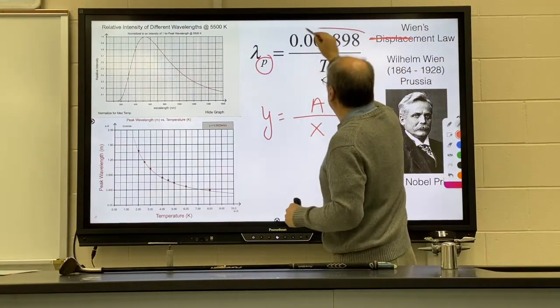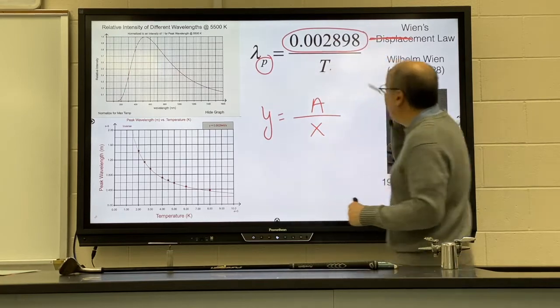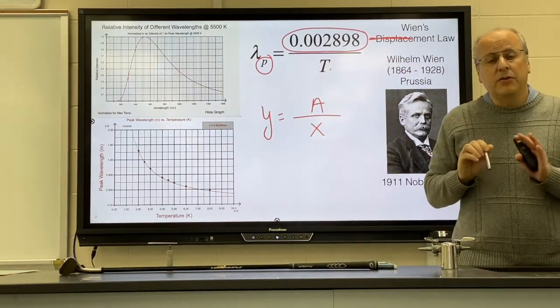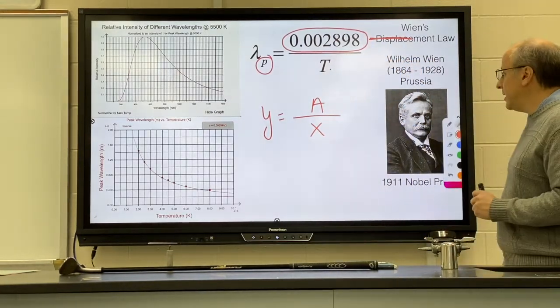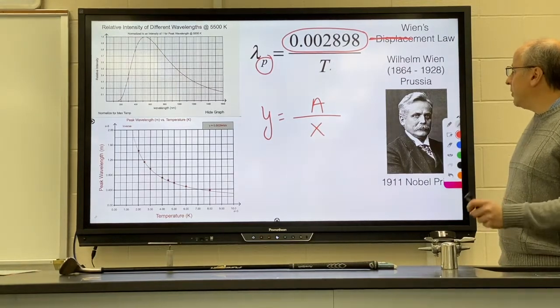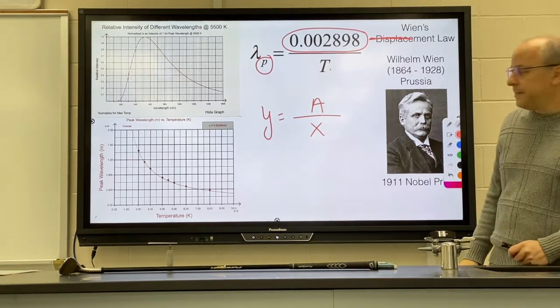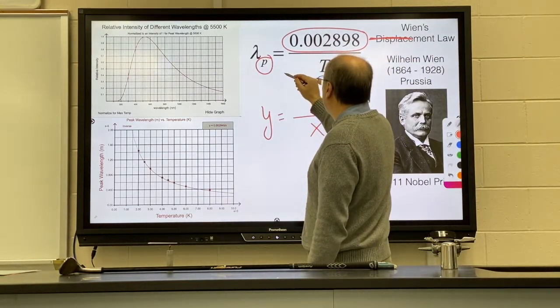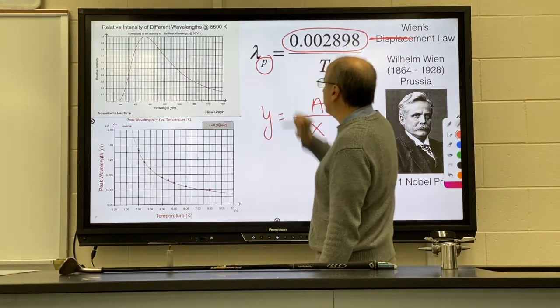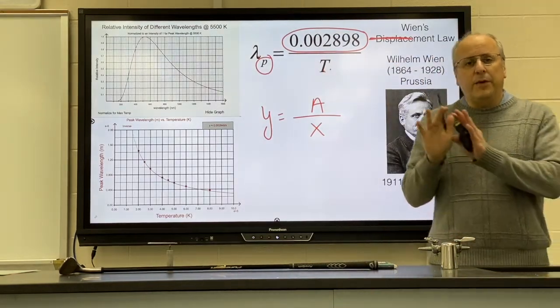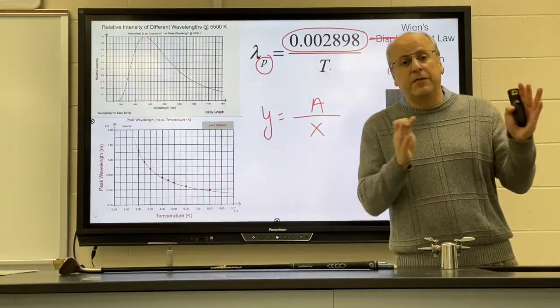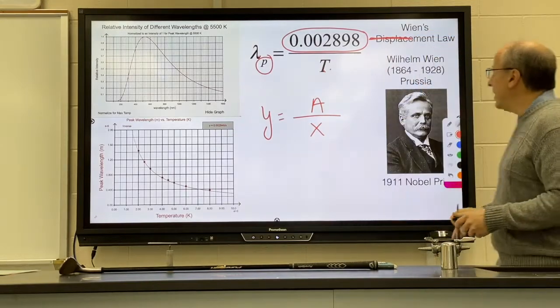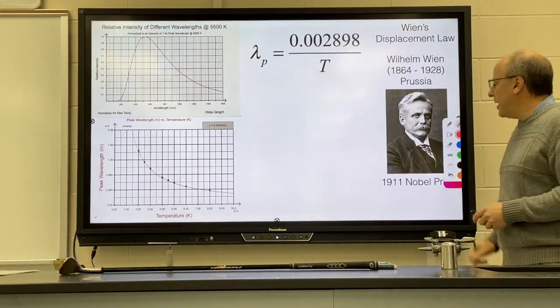And we, as humans, figured out that the graph constant for this experiment is 0.002898. So this equation will allow us to figure out temperature if we measure wavelength. If we measure temperature, we'll be able to figure out the wavelength. So it ties together temperature and wavelength.